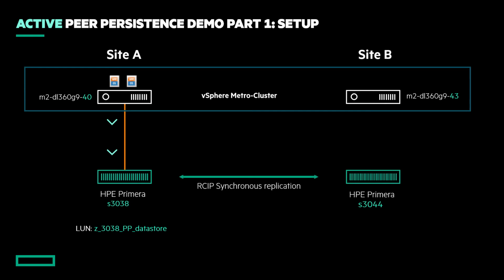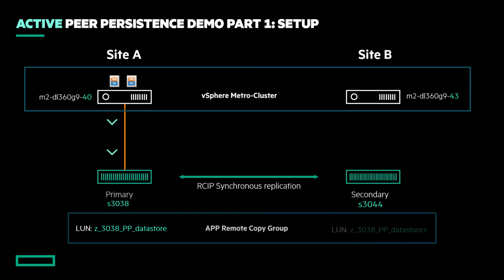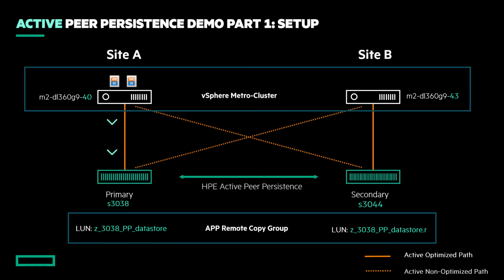And to save some time, I've already set up the replication links between Primera systems. In the demo, I'll simply create the remote copy group, and the system will take care of the rest by automatically creating the target LUN, presenting it to the host in Site B on an active optimized path, and by creating the active non-optimized paths between sites.